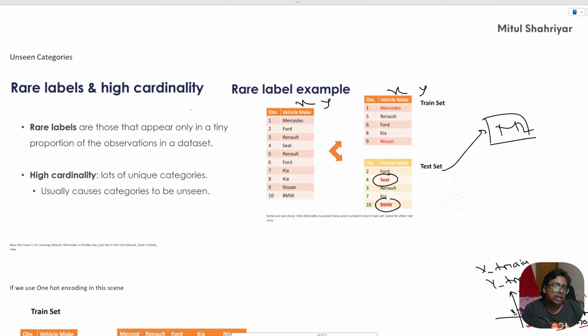So, new labels. Okay, and there's a concept called high cardinality. That means if you have lots of unique values, like you can see within the vehicle make column, we have Mercedes, Ford and so on. So lots of labels can create some issue, and you will see how it creates the issue.